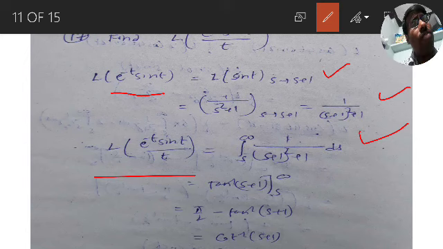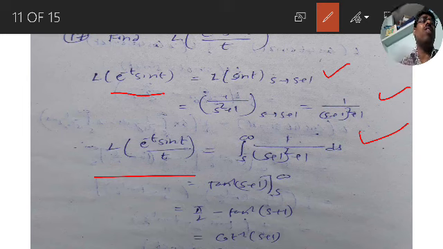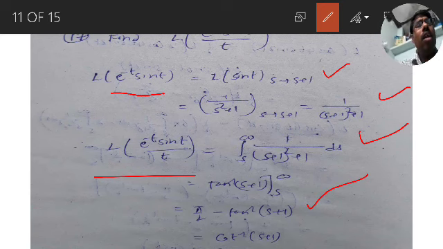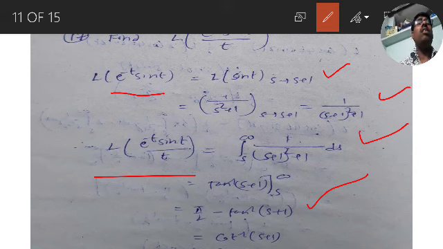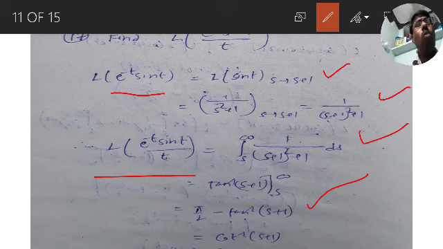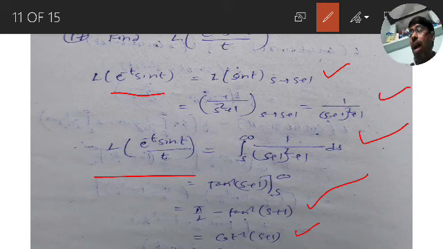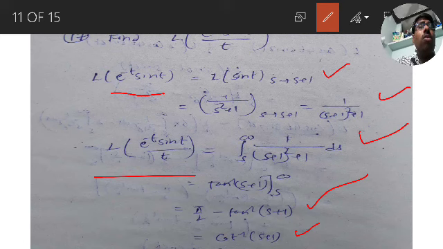What is tan inverse of infinity? In the first couple of problems we got tan 90 is infinity. That is, tan inverse of infinity is 90, and 90 degrees means pi by 2 radians. So it is pi by 2 minus tan inverse of (s plus 1). Again go to the inverse trigonometric identity. What does it say? Tan inverse x plus cot inverse x is pi by 2. Now pi by 2 minus tan inverse is cot inverse. So what is our answer? It is cot inverse of (s plus 1). So this is the problem.